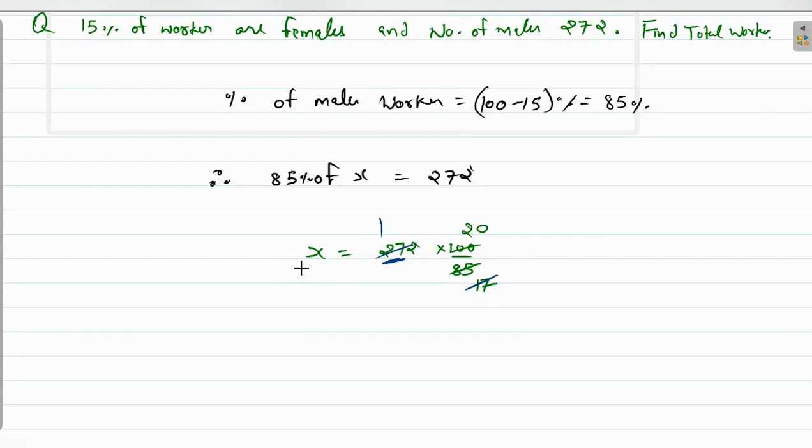I got a 10. 27 minus 17 will give you a 10. 10 and 2 will make 102. So 102 will be cut out at 17 at 6. Yes or no? Yes. We are just left with 16 times 20. That will give you what? 320. Yes. Is it clear?